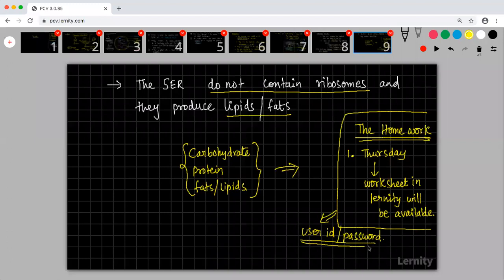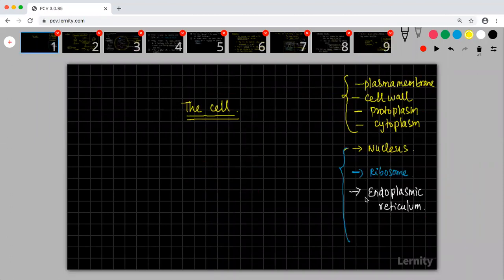Then we will give you a worksheet assigned in Learnity. Depending on your admission details, we will provide you with the user ID and password. The worksheet will be based on whatever I have taught till now. Today we have studied till this point. So in the cell chapter, we can have a worksheet. I'll give you a worksheet with 10 or 15 MCQs.